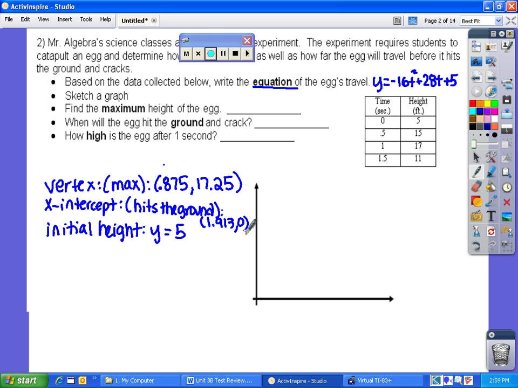So now that we have all of this information, we're going to make our graph. So we have to sketch the graph next. Again, time is at the bottom, height is on the side. Since the highest number here is 17.25, I can number these by 2's.